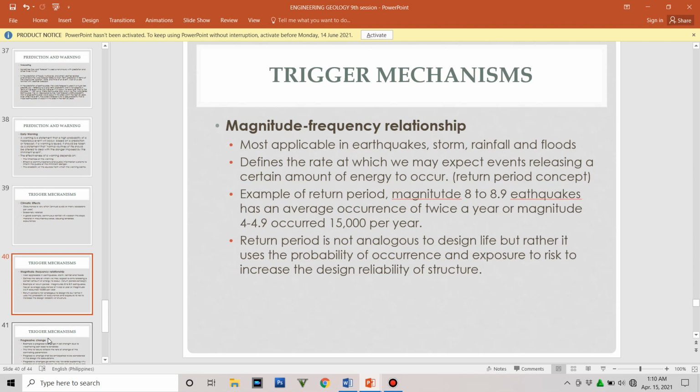So return period is not analogous to design life, but rather it uses the probability of occurrence and exposure to risk to increase the design reliability of the structure. So actually, return period is being integrated in the National Structural Code of the Philippines, particularly designing a structure that is earthquake resistant.